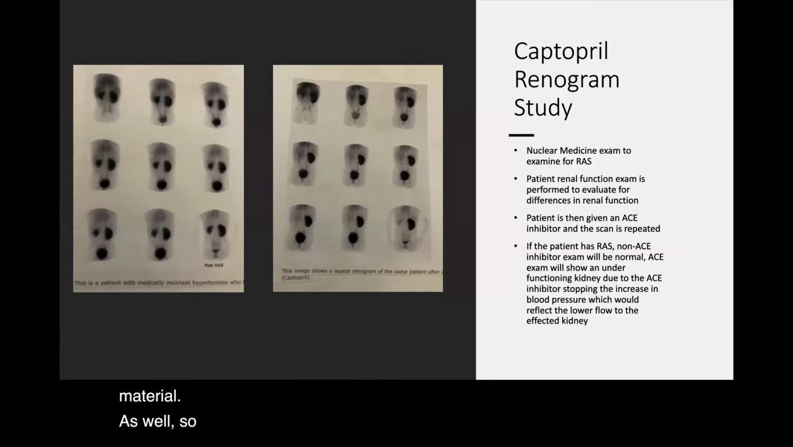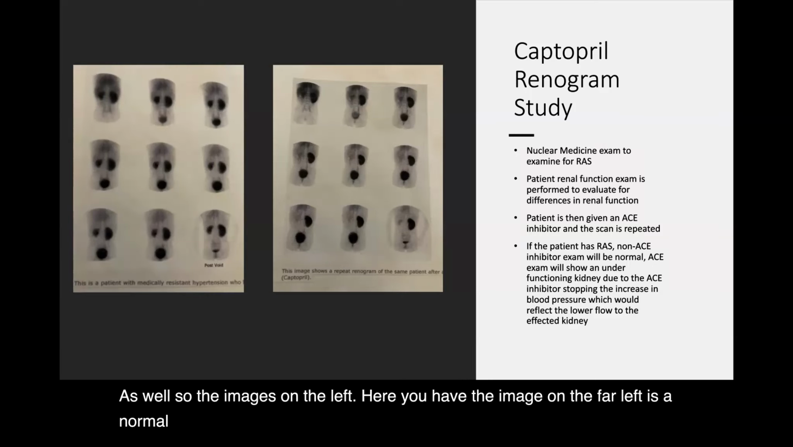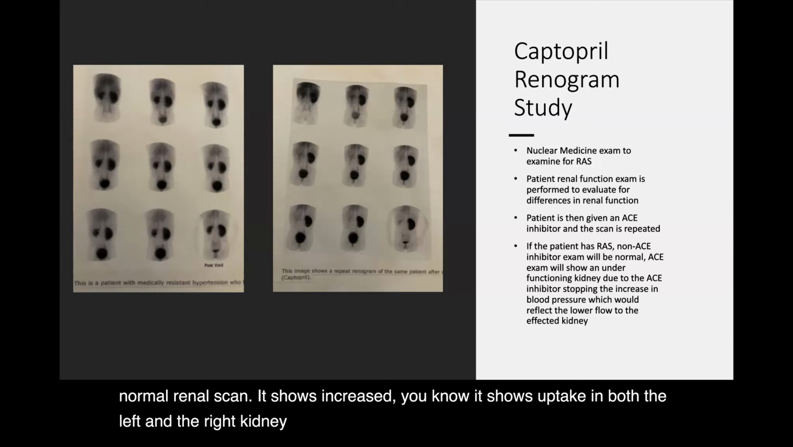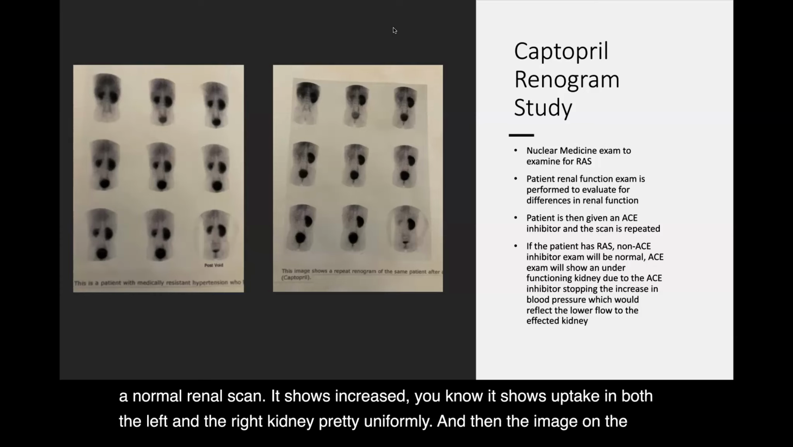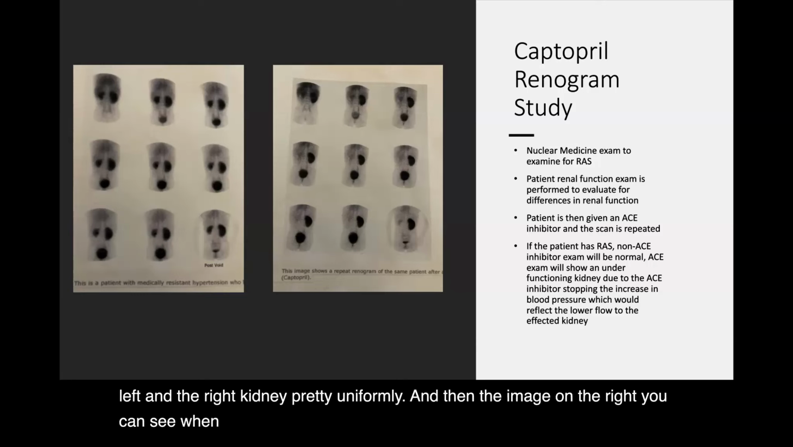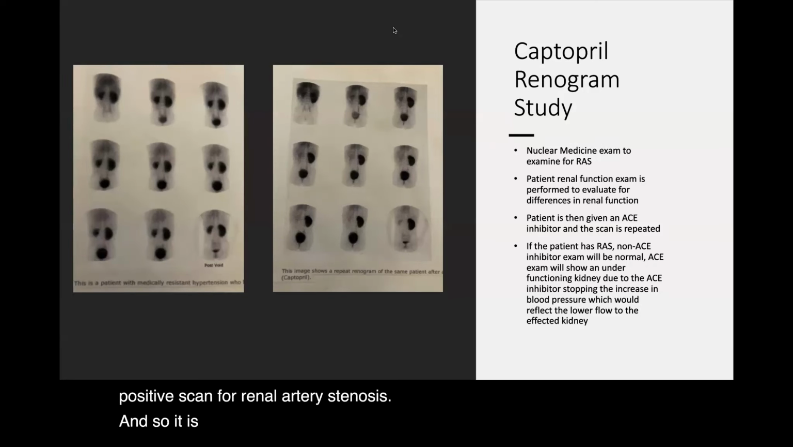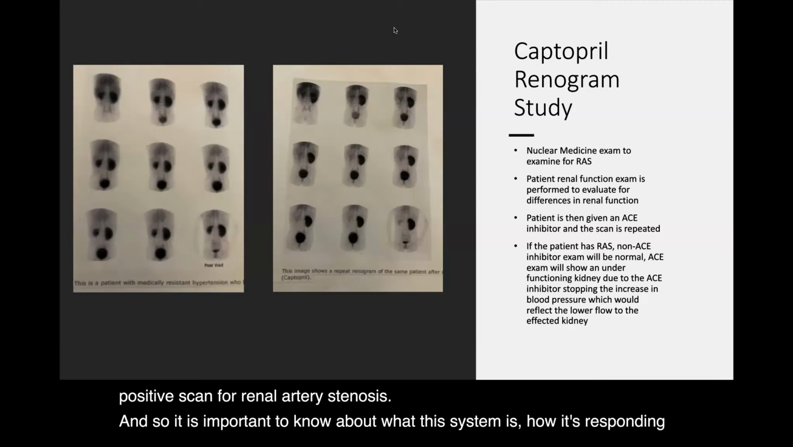So the image on the far left is a normal renal scan. It shows uptake in both the left and the right kidney pretty uniformly. And then in the image on the right, which is a posterior image, you can see when comparing that the left kidney is not showing up, which means that this is going to be a positive scan for renal artery stenosis.